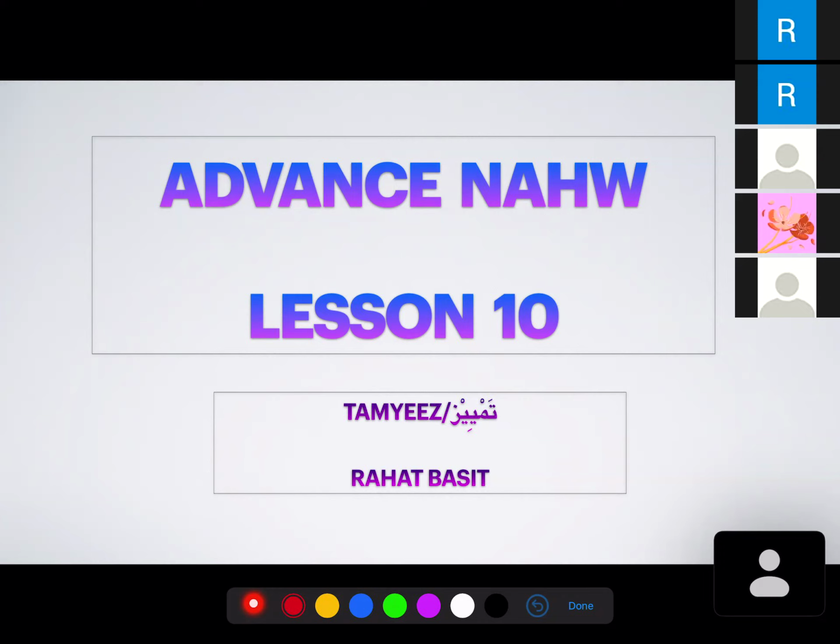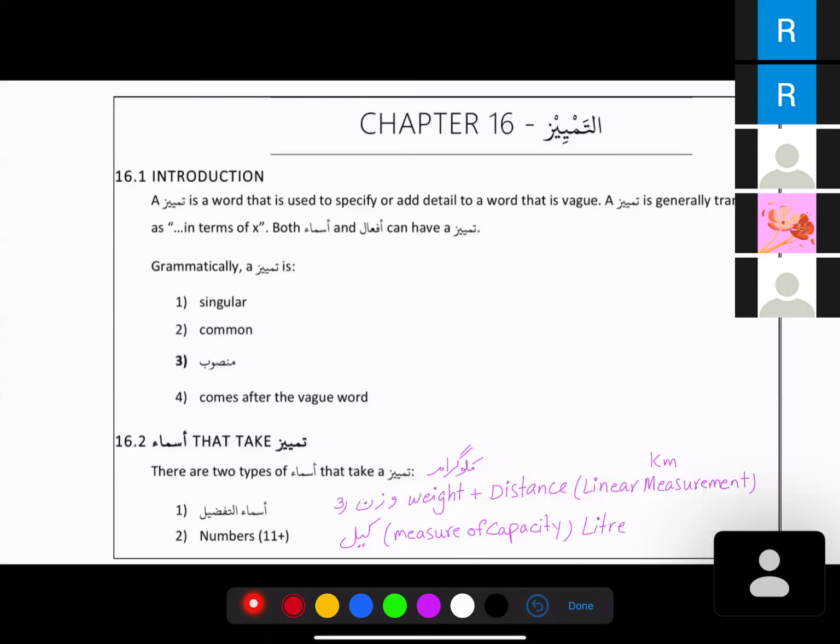Lesson number 10. With our right intentions, with sincerity for the sake of Allah subhanahu wa ta'ala, we're going to start our journey back again. So this is advanced Nahw class, and our topic for today is Tamyeez. So let's start. What is Tamyeez?